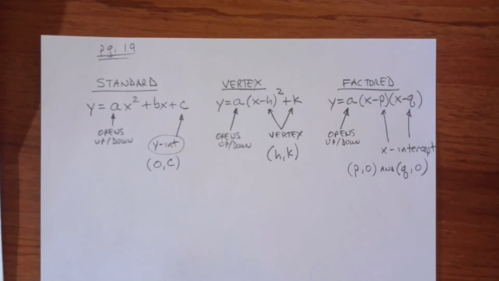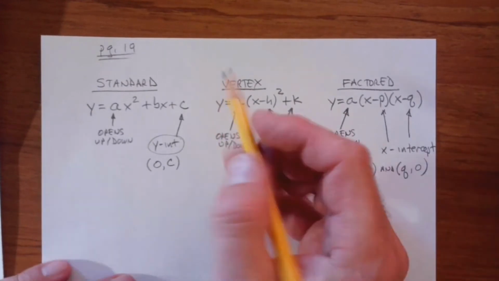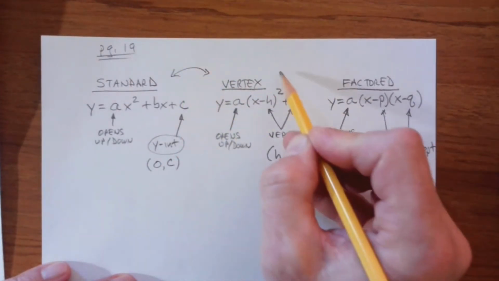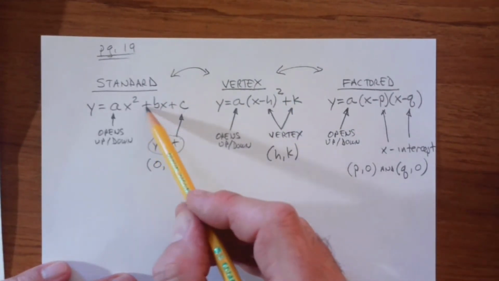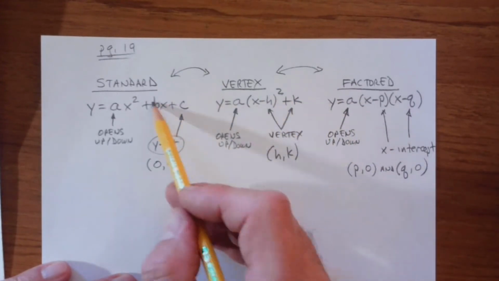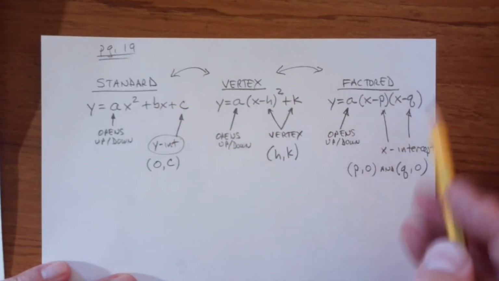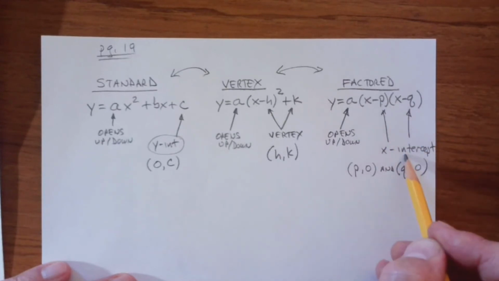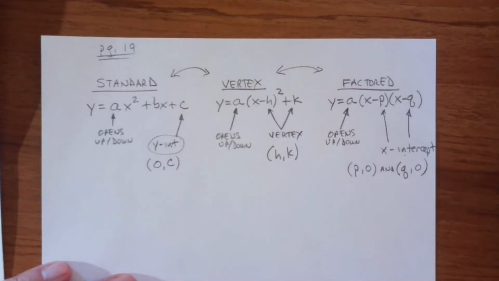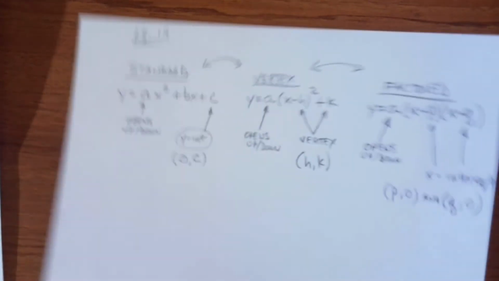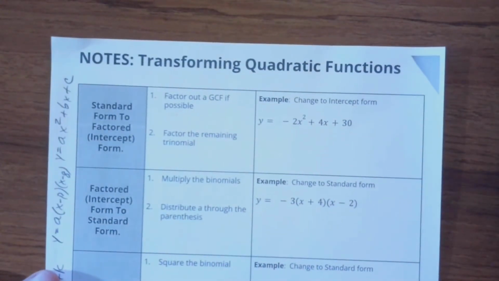Now what we are going to do today is learn how to transition or transform the equations from one form into another, so that if you have factored form and the x-intercepts, you can transform it into standard form and get the y-intercept, and so forth. So, with that in mind, let's get our pencils out, let's get our packets out, and go to page number 19.